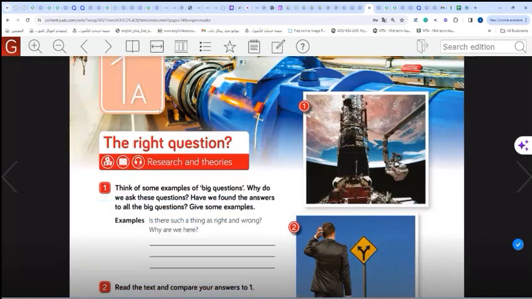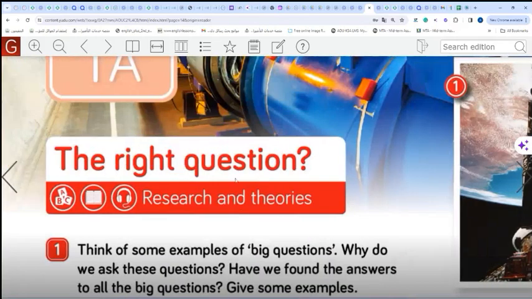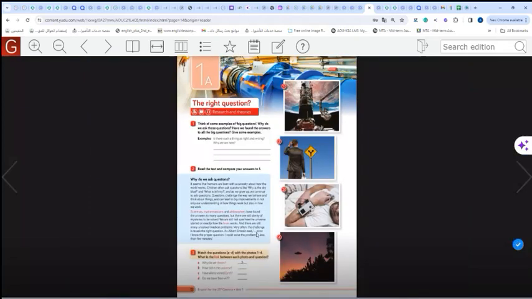So, what do you mean by the right question? الجواب الصحيح. The correct. والسؤال الصحيح. Yes, right. So, what do you mean by research and theories? Research. والنظريات. Okay, so this بحث النظريات. Could you tell me, have we finished this page? هل انتهينا من هذه الصفحة? No. Dear students, that's great.